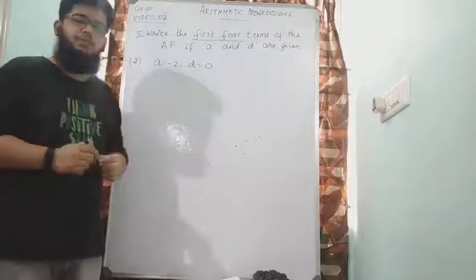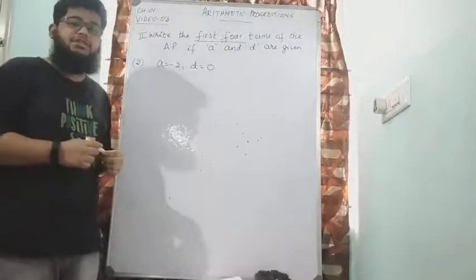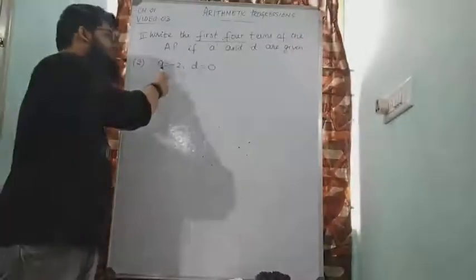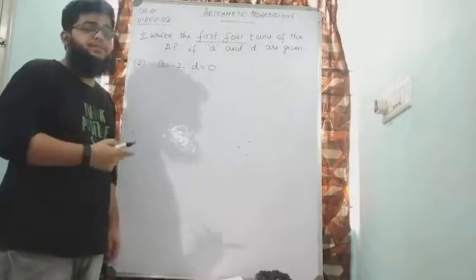Let us continue with the questions. So we have second main and we have already completed question number 1. So this is our second question. Value of A is given as -2 and the value of B is given as 0. We are supposed to find out the first four terms.